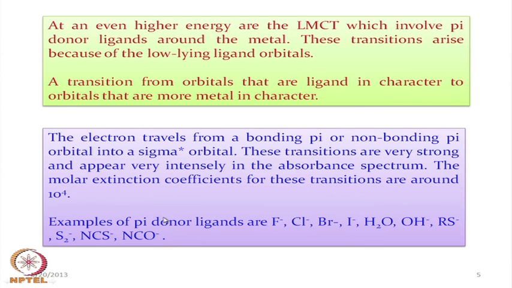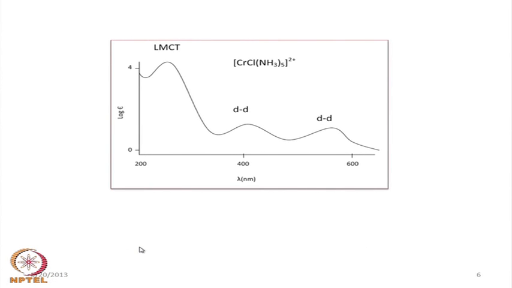So, examples of these pi donor ligands would be simply having the pi electron density, that fluoride, chloride, bromide, iodide, which are in the lower end of the spectrochemical series, and sometimes in a typical coordination environment such as that of tetrahedral coordination to the metal center, including the NCS and NCO, they can give rise to the corresponding useful ligand to metal charge transfers.